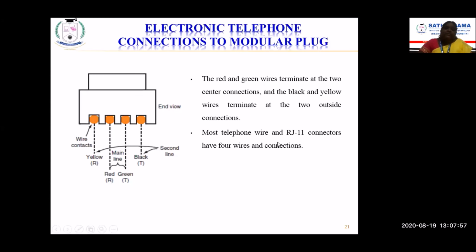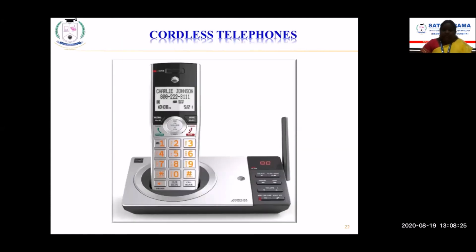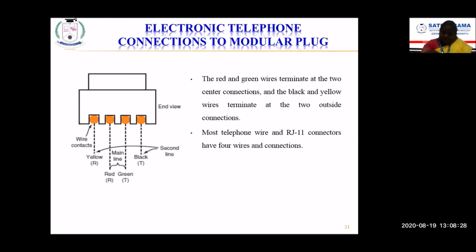Most telephone wires and RJ connectors will have four wire connections, and if you have only one telephone line, the red and green lines will be used. Only if you want a second line will the other lines be used. It just carries the voltage information from the telephone instrument to the telephone exchange via the local loop. So this is the physical outer appearance, and internally the local loop will be running. That is about the standard electronic telephone.